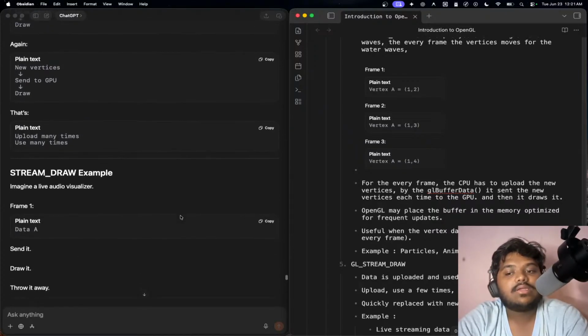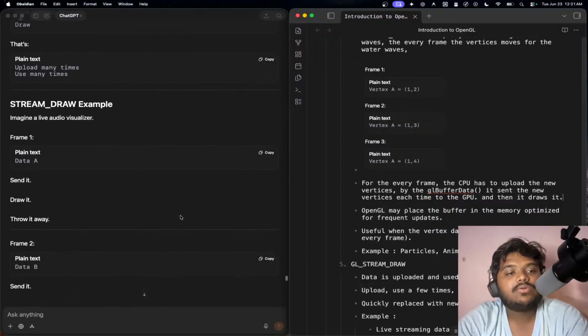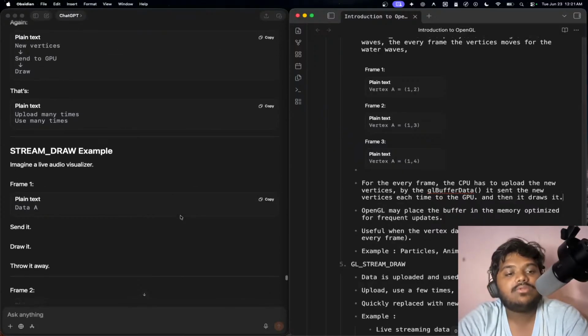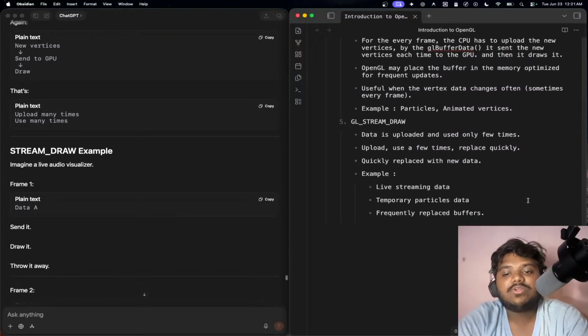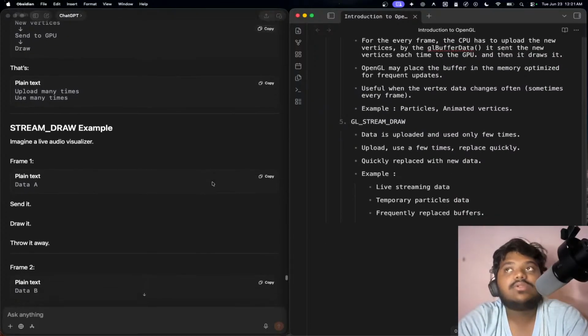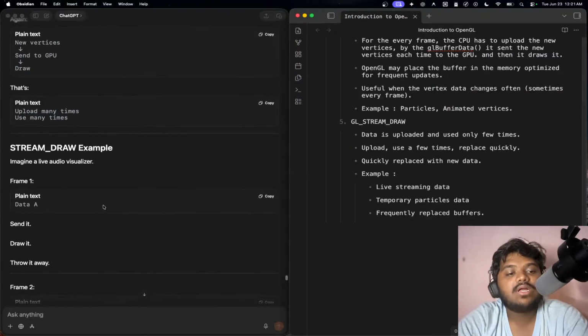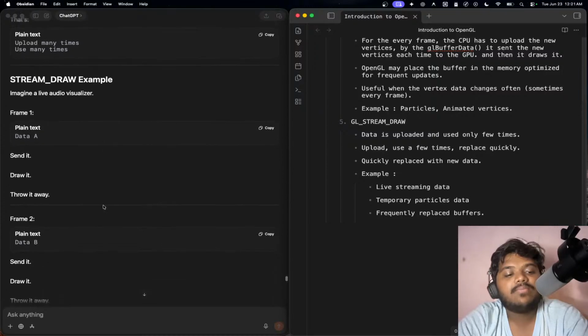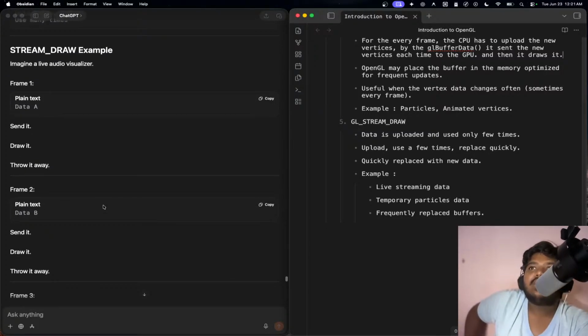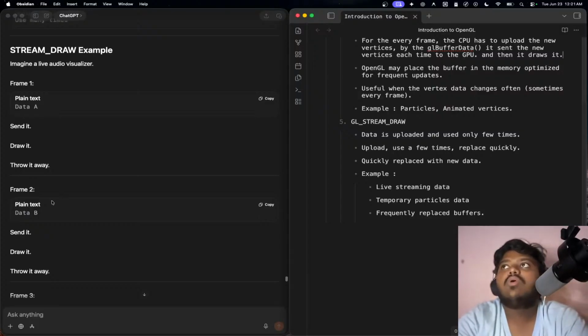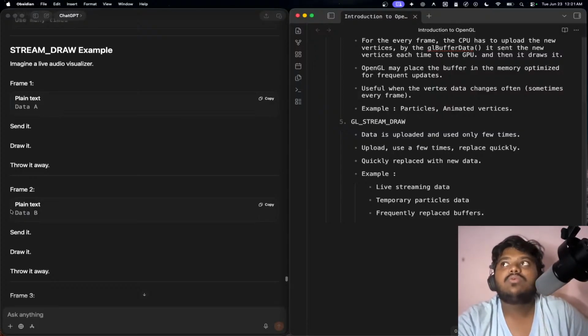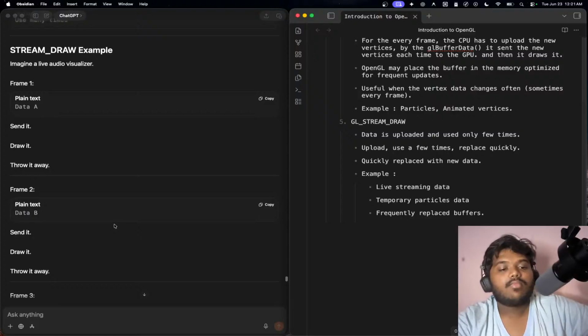Okay, and again, stream draw. The stream draw, right? Which is the one I didn't really understand last time. Imagine a live audio visualizer. Frame one equals data A, send it and draw it and then throw away. What do you mean throw away? I don't actually understand what you mean by throw away.